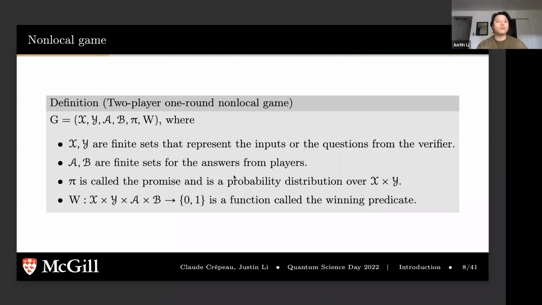Okay, so now we can move on to the non-local game. A non-local game is a tool that we can use to demonstrate the difference between classical resources and quantum or non-local resources. It's usually defined for a 2-player game. So there are 2 players and also 1 verifier. And we can quantify the game in terms of mathematics.